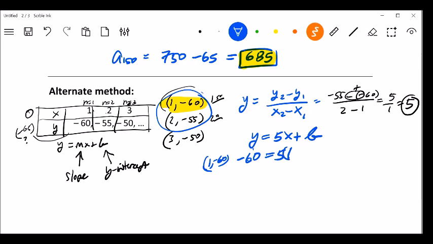Negative 60 is equal to 5 times 1 plus b. So that's a positive 5 here. So I'm going to subtract 5 from both sides. Let's rewrite it without the parentheses. Negative 60 equals 5 plus b. Now let's subtract 5, and we get that negative 65 is equal to b. So our equation is that y is equal to 5x minus 65.